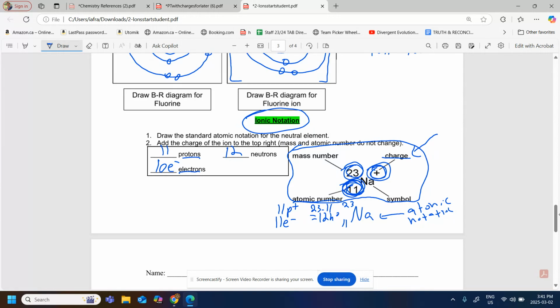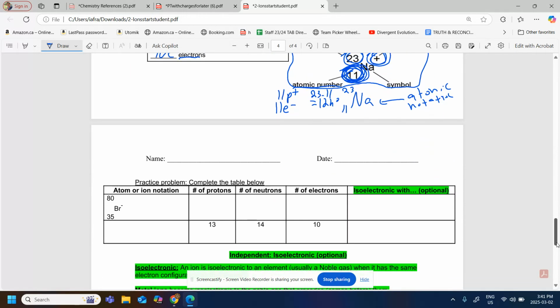If you want to know the number of electrons based on the charge, you have to find the regular amount, which would be your atomic number, and then add or subtract depending on what the charge is. So let's try a few examples here. Let's look at the ion notation for bromine ion over here. So you can pause the video and try it yourself.